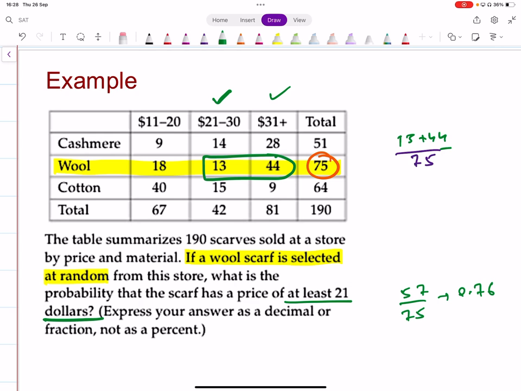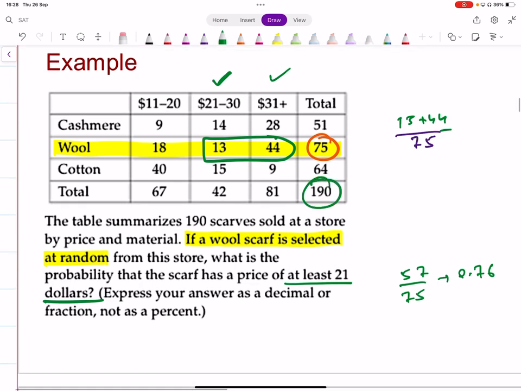Is that okay? So you have to be careful about the denominator. It's not always going to be the grand total. Sometimes it could be a row total or a column total as well. Okay, let's try another one.